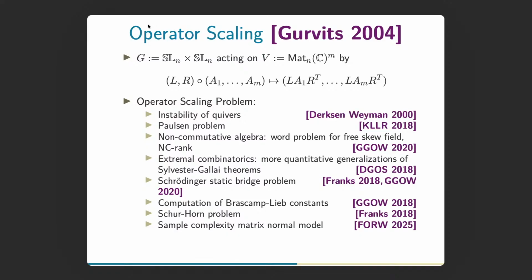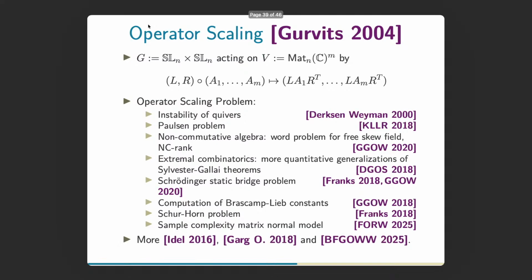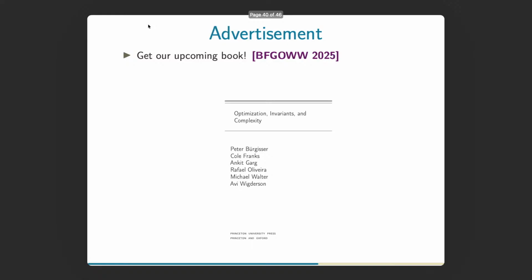Okay. And if you want to know more about this, there is a survey on matrix scaling and a little bit of operator scaling by Idel. There's another survey on operator scaling by Ankit and me. And then again, we have this book that's coming out, and I want to advertise this. So please, our book is going to be cool and it's going to be accessible. We're working hard to make it accessible to everyone.